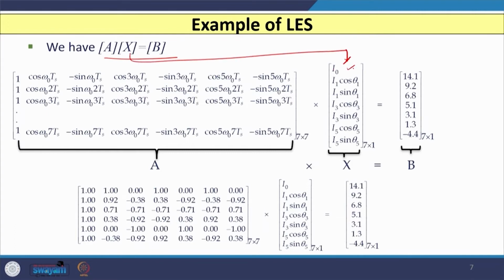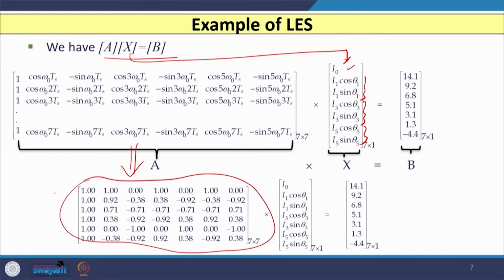because it starts from the DC value, the fundamental term, third harmonic and fifth harmonic. So, when we use A x is equal to B and want the value of x, then if I put in the values of T s and omega 0, you will have the matrix A that looks like this. You already have the matrix B. So, now you can easily calculate the matrix X.